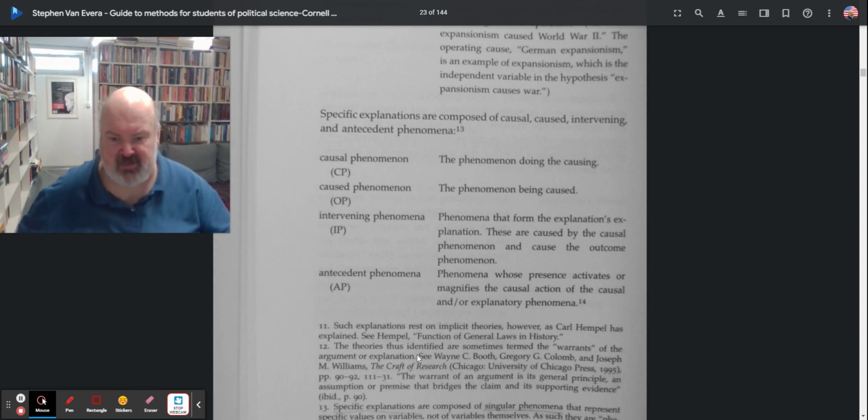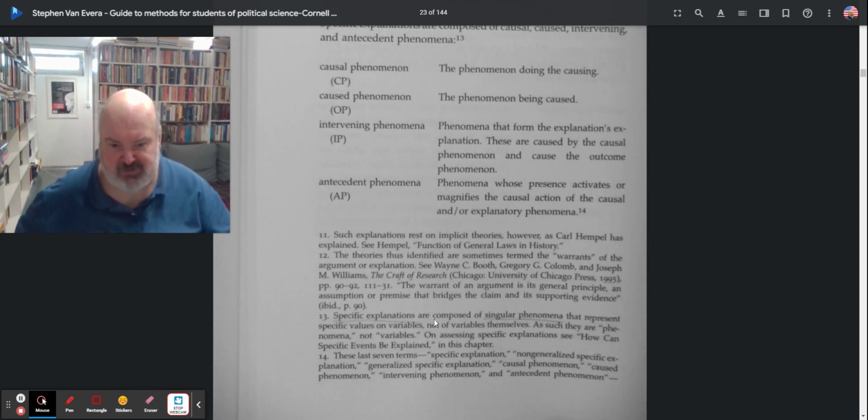Now, specific explanations are composed of singular phenomena that represent specific values on variables, not of variables themselves. In other words, these things are composed of singular phenomena that represent specific values on the variables, and they're not the variables themselves. As such, they are phenomena, not variables. On assessing, how can specific events be explained? We'll see that in a later chapter.